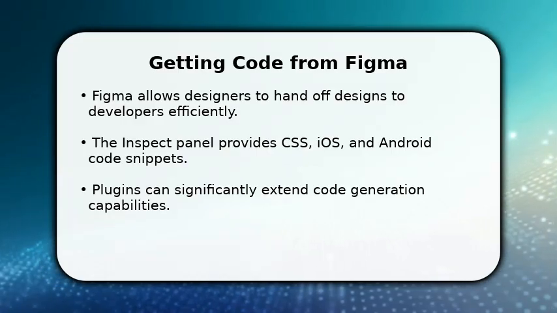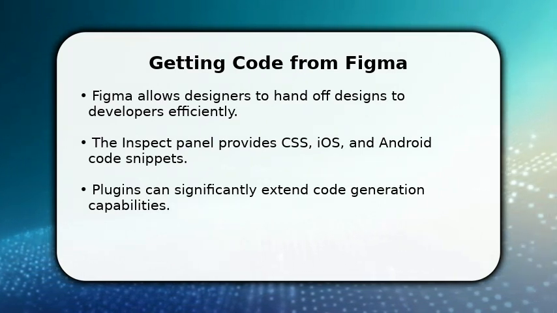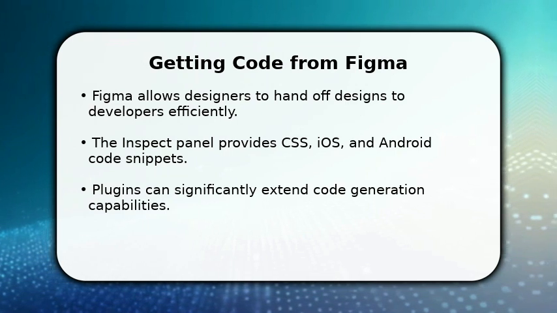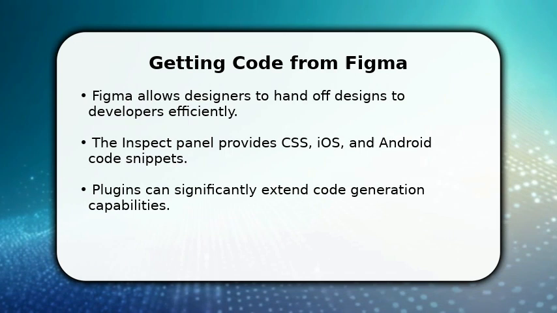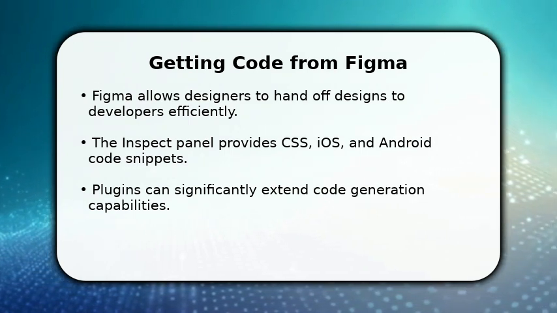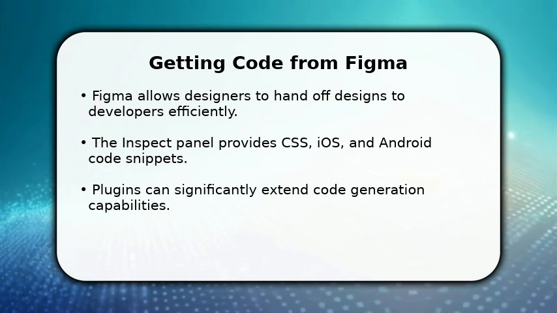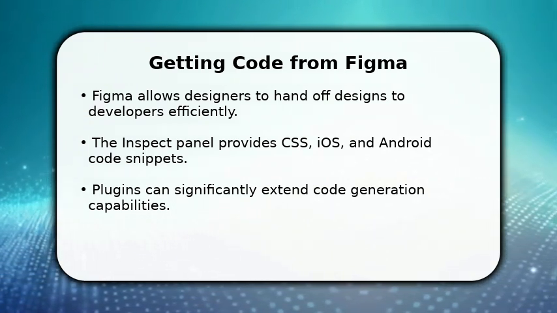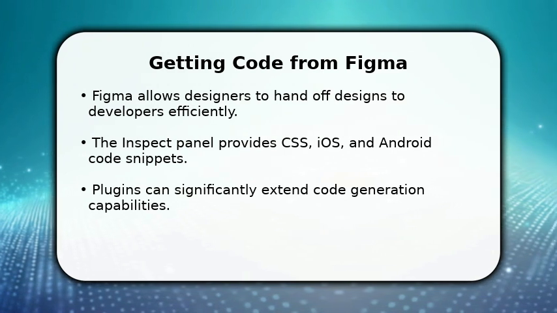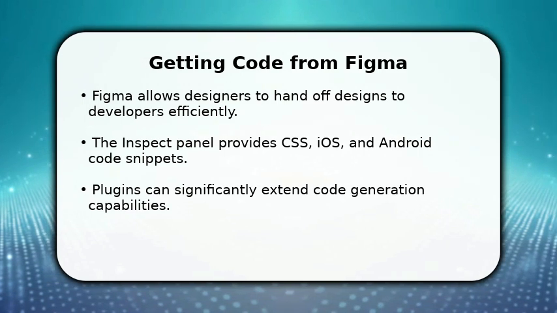In this video, I will explain how to get code from Figma. Figma is a powerful tool for design, and it also offers excellent features for developers. You can easily extract code snippets directly from your designs, which helps bridge the gap between design and development. This process ensures that developers have the precise information they need to build user interfaces accurately and quickly, saving valuable time and effort in every project.